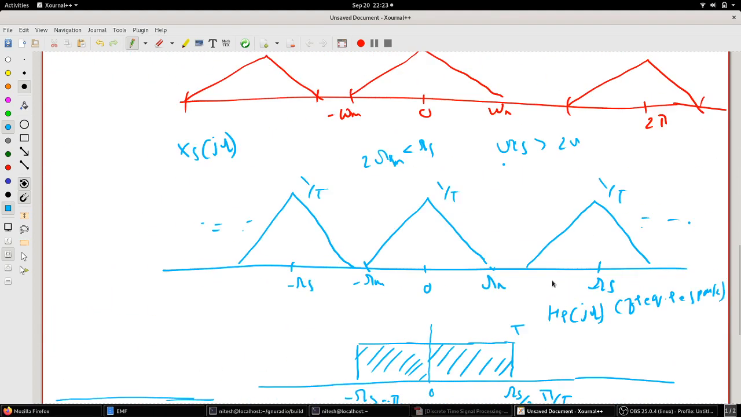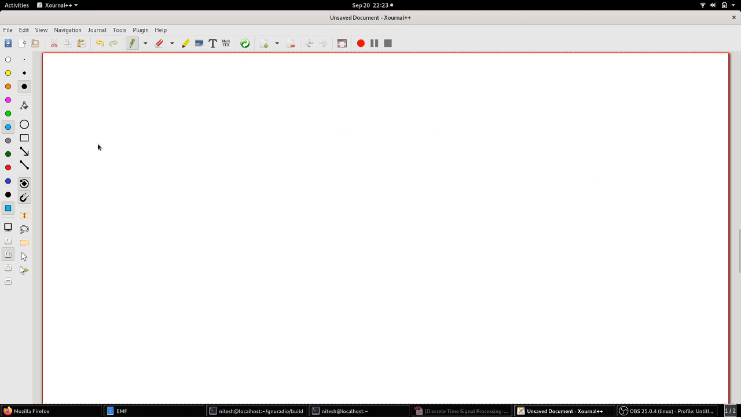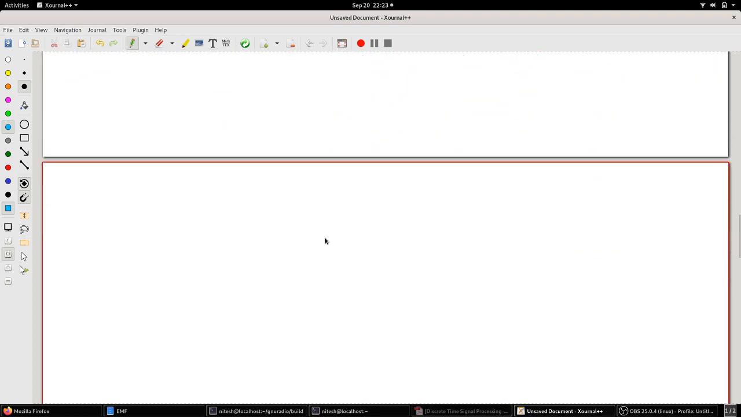In the frequency domain it is a multiplication operation, but in the time domain the resultant is going to be the same. Only thing that is going to happen is that in the time domain, it is going to be a convolution function. So you have x_s(t) convolved with h_r(t), and you will get your x_r(t), the reconstructed output.